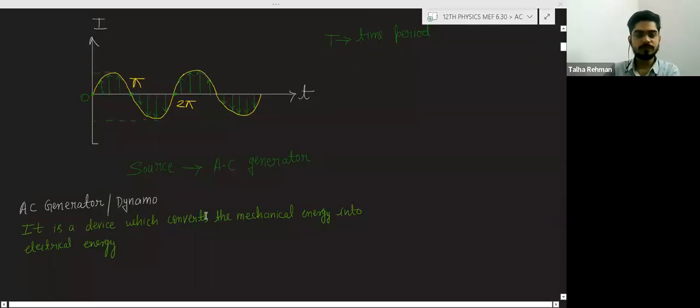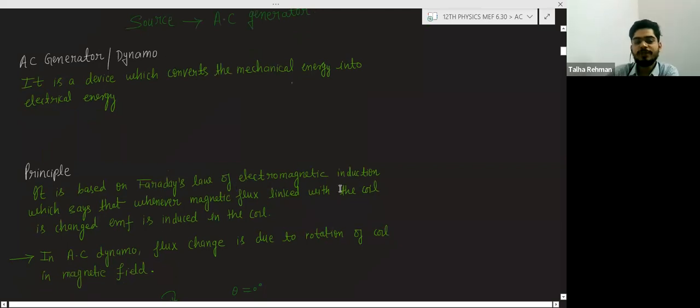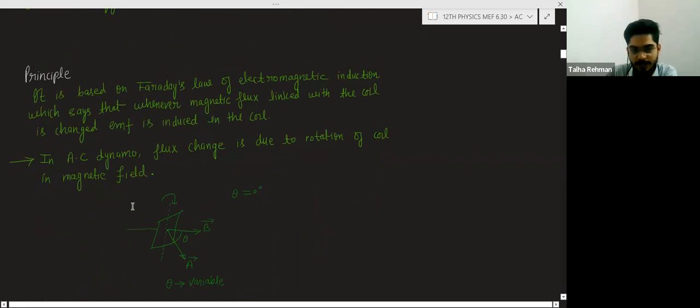So it is based on Faraday's law of electromagnetic induction, which says that whenever the magnetic flux linked with the coil is changed, EMF is induced in the coil. I have told you how the flux linked with the coil is changed. In an AC dynamo, flux is changed due to the rotation of the coil in the magnetic field. Here this is your coil. This coil is rotated in the magnetic field. And this is your area vector.